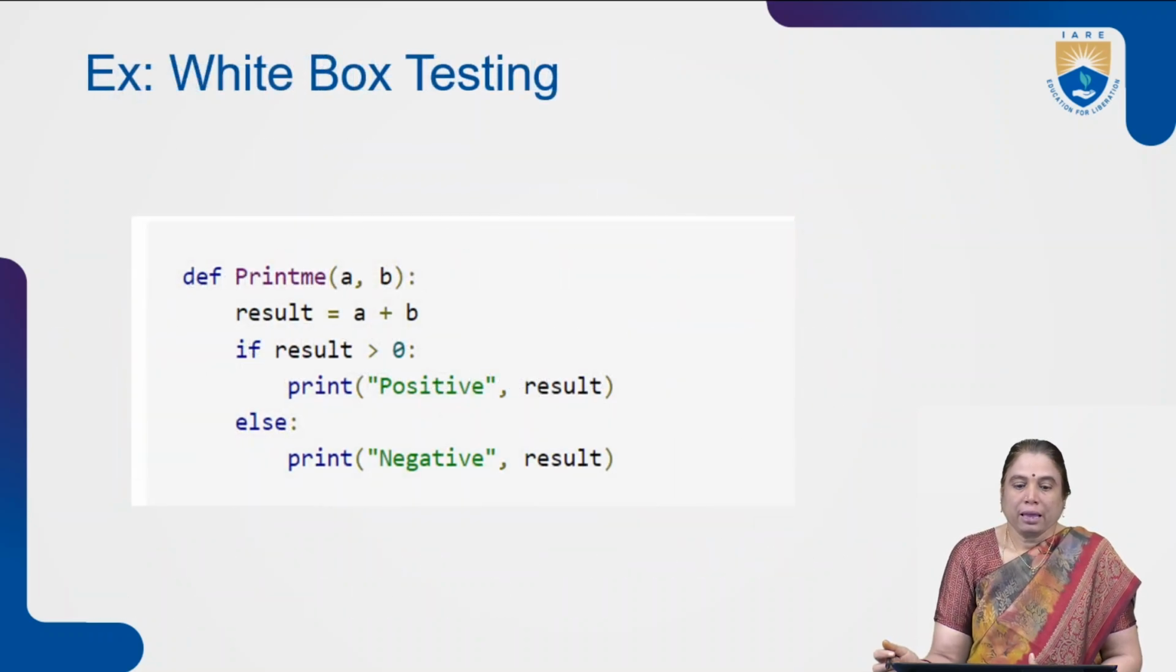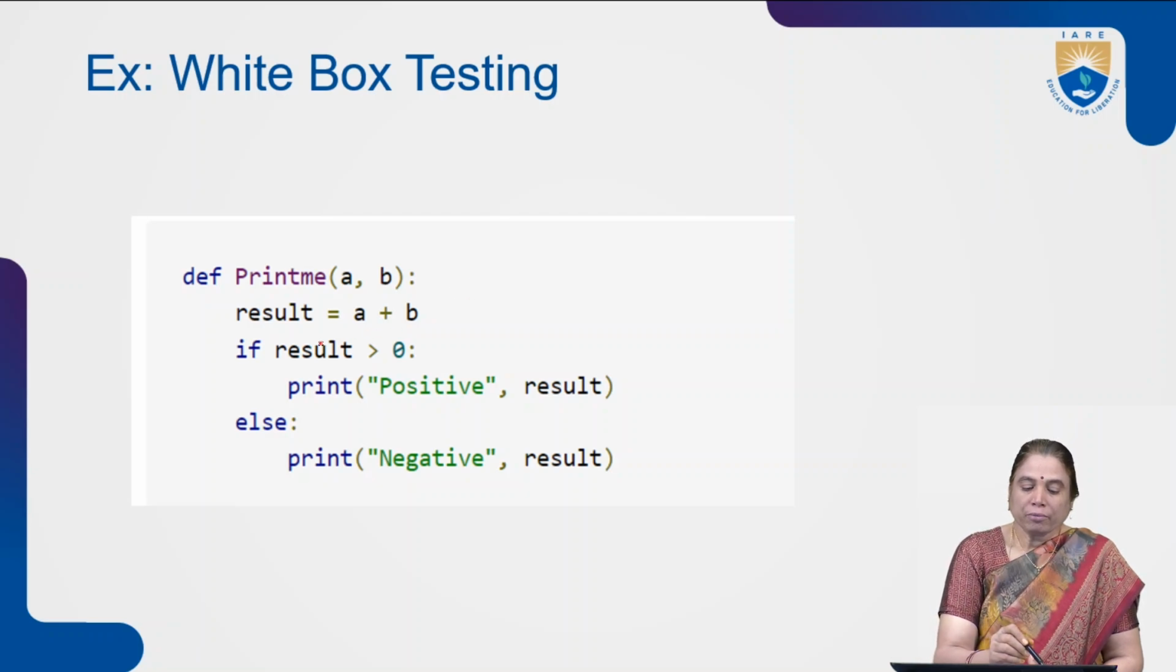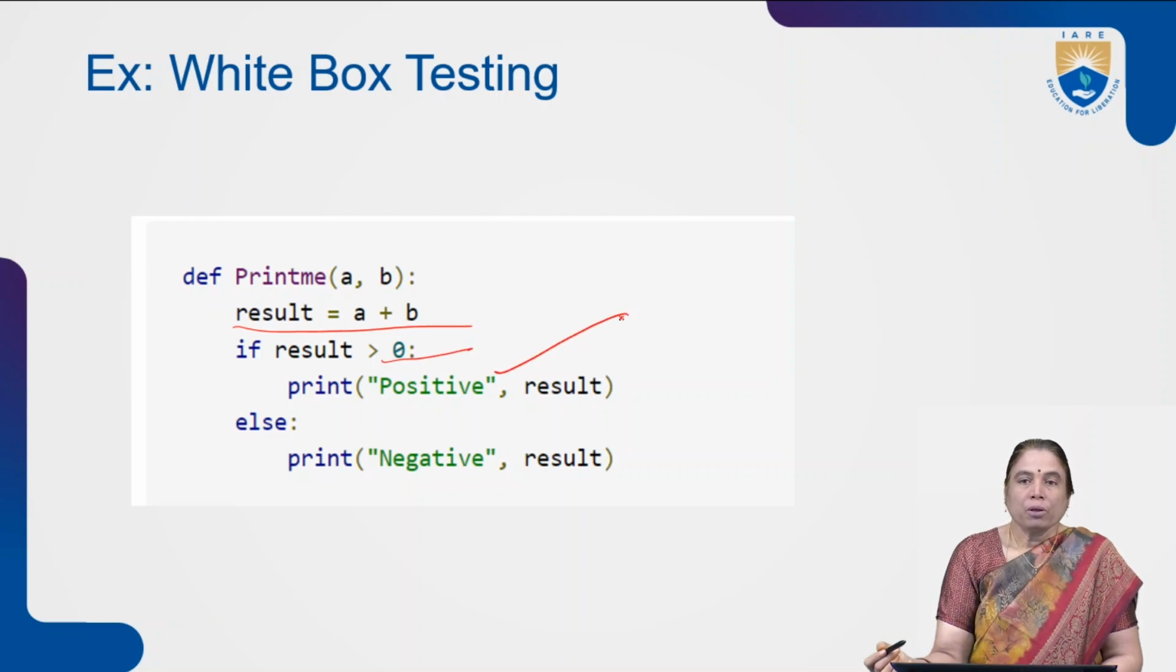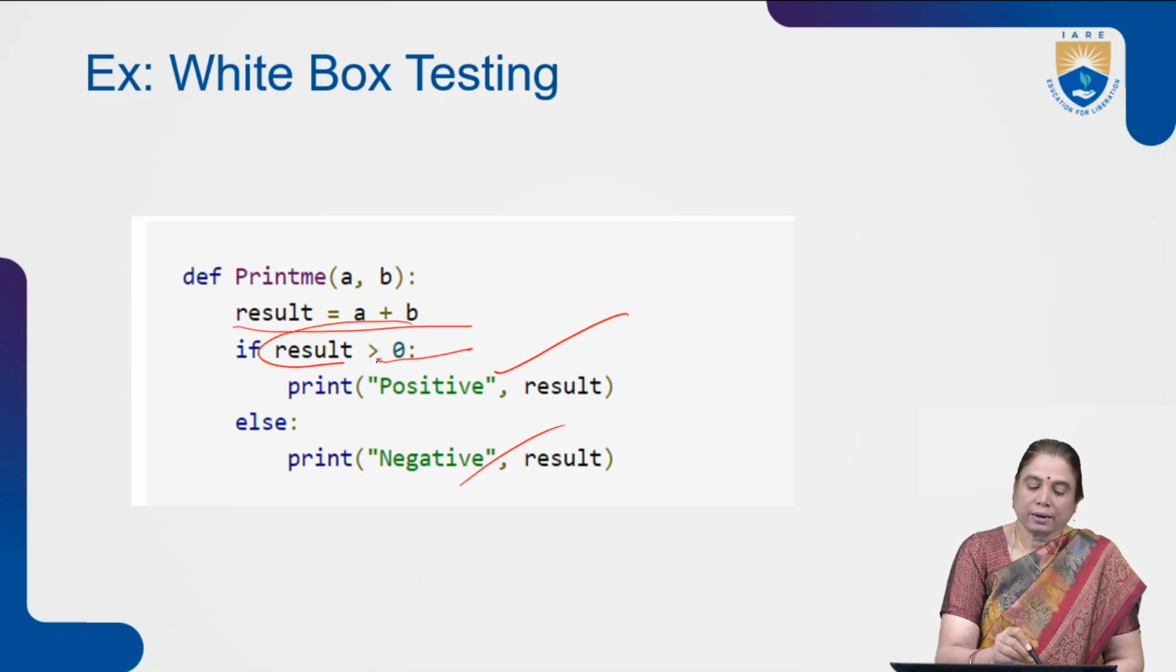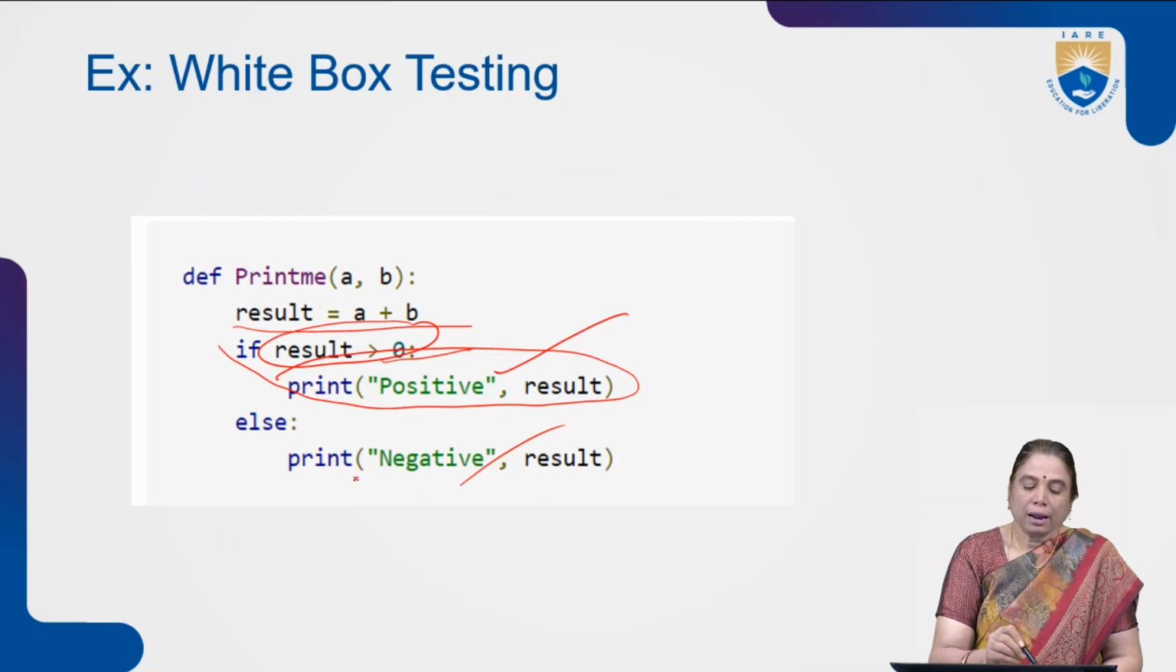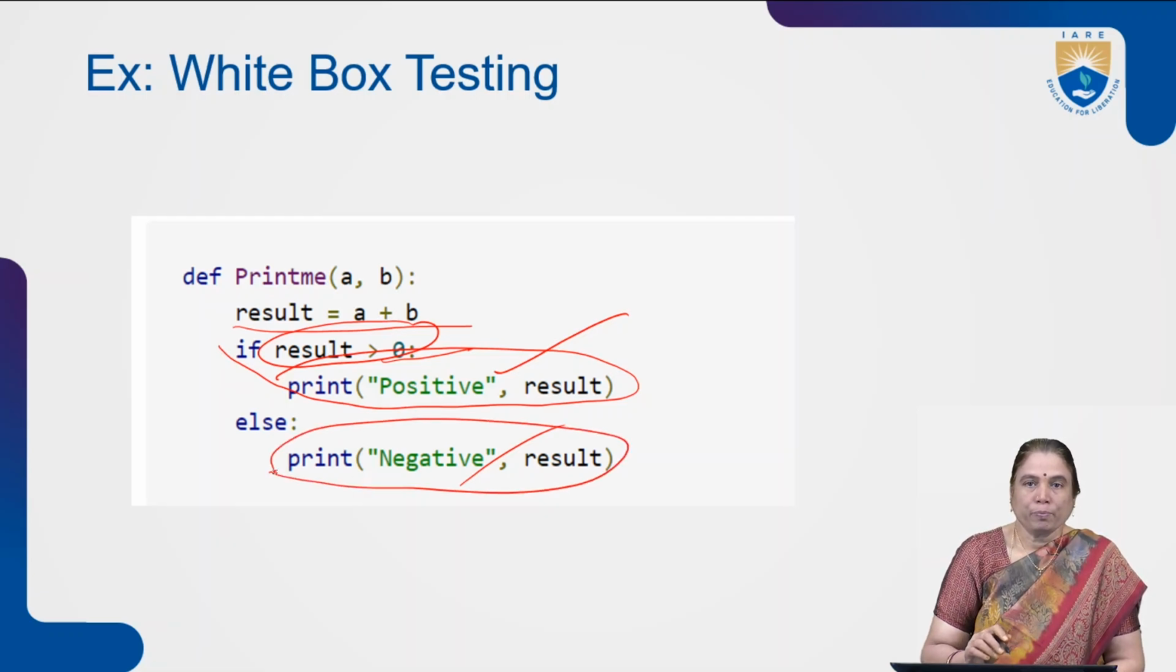Now we'll see one example. This is the sample code. Here we are calculating the sum of two variables, and if the result is greater than 0, positive is displayed. Otherwise, negative is displayed as the result. So this is the condition. Based on that, one path is the positive path and the second path is the negative path.